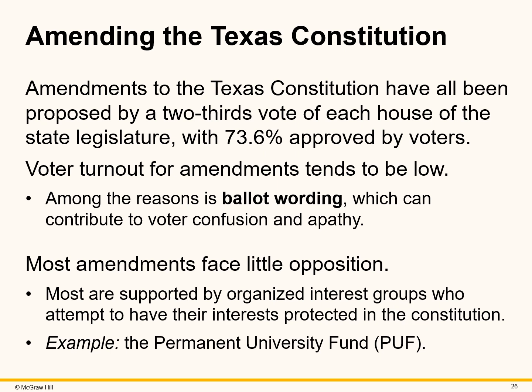Amending the Texas Constitution. Amendments to the Texas Constitution have all been proposed by 2/3 vote of each house of the state legislature, with 73.6% approval by the voters. Voter turnout for amendments tends to be low. Among the reasons is ballot wording, which can contribute to voter confusion and apathy. Right? Sometimes when we look at ballots and amendments, they're so wordy. They use long words and they're very winded and we get confused by the language. Most amendments face little opposition. Most are supported by organized interest groups who attempt to have their interests protected in the Constitution.